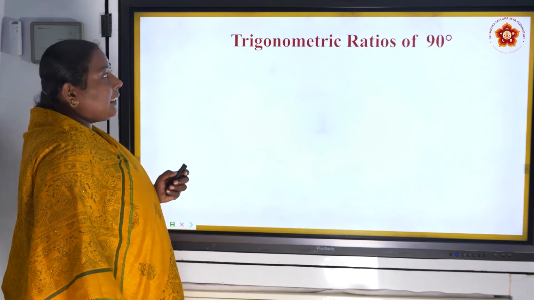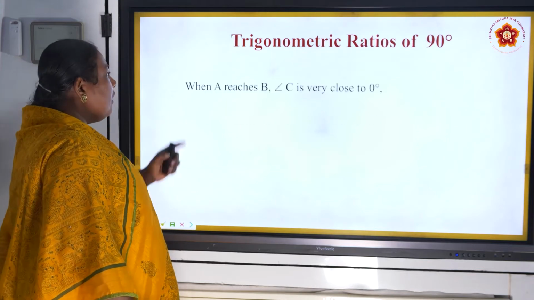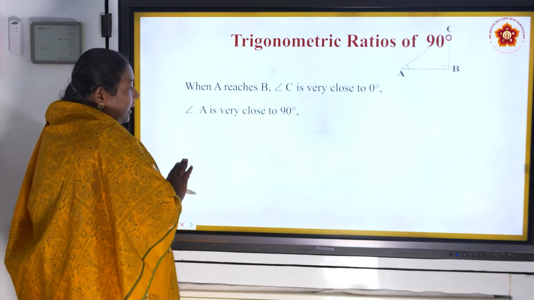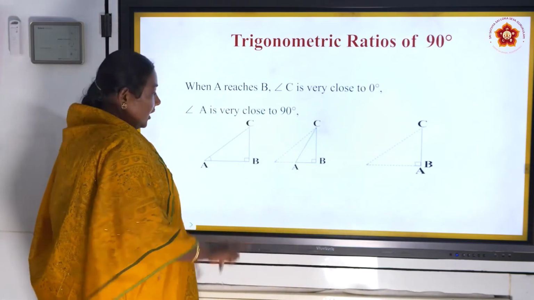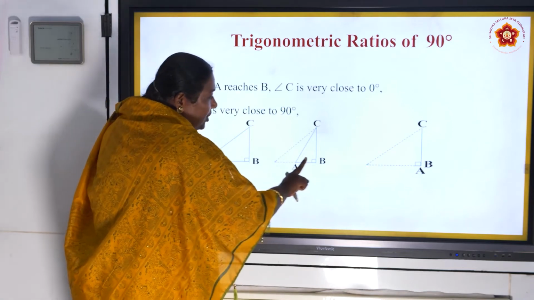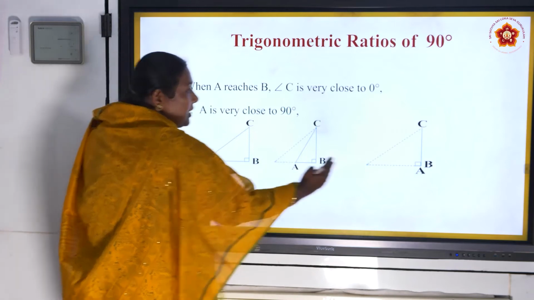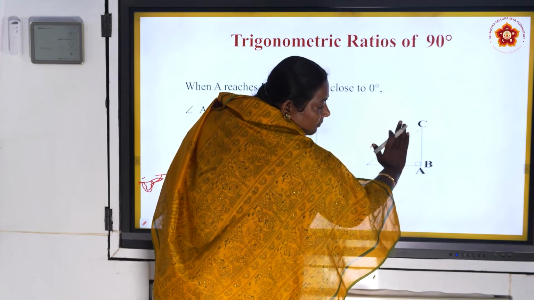Let us see the next, for 90. For 90, what are we going to do? When A reaches B, what happens? It becomes a straight line. That means nothing will be there. It becomes a straight line.